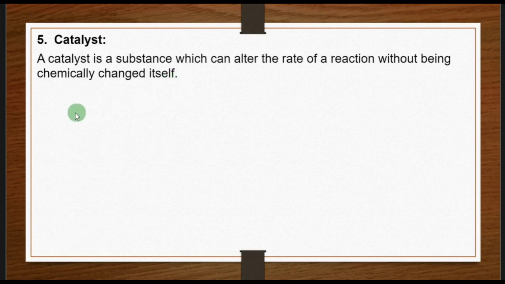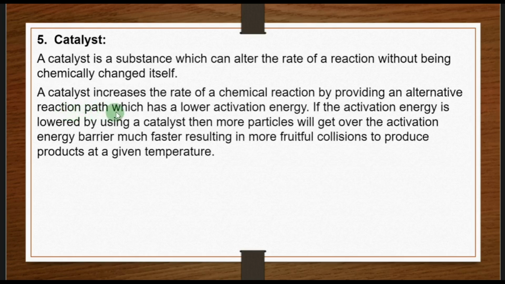All right, so what you should understand, guys, is how a catalyst works. A catalyst increases the rate of a reaction by providing an alternative reaction path which has a lower activation energy. If the activation energy is lowered by using a catalyst, then more particles will get over the activation energy barrier much faster, resulting in more fruitful collisions to produce products at a given time.